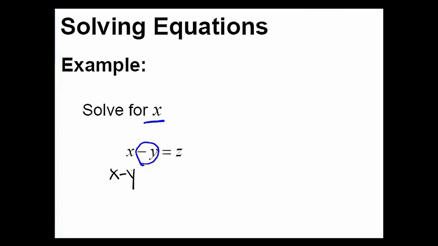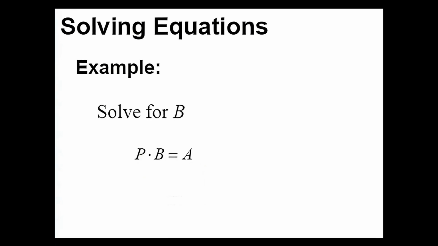So this is what we had. We're going to add a y, so they will cancel out. We have to do the same thing on the other side. On the left, they will cancel. Leaves us x equals. On the right-hand side, we can't do anything. These are not like terms. But our variable x is isolated. That was our goal because that's the one we were asked to solve for.